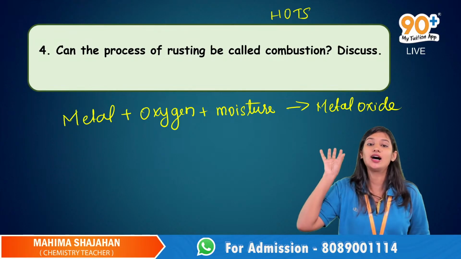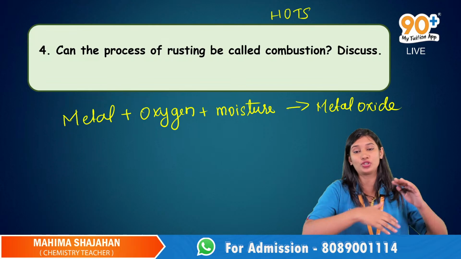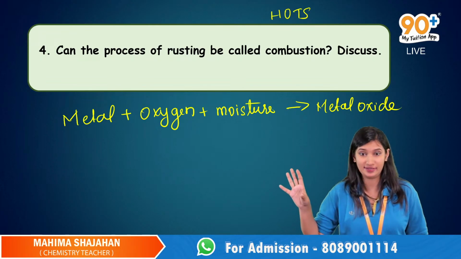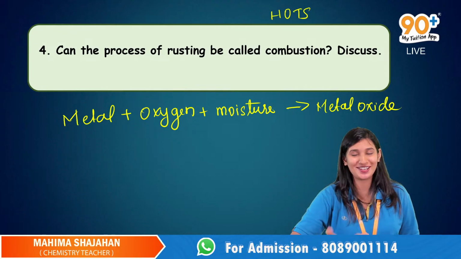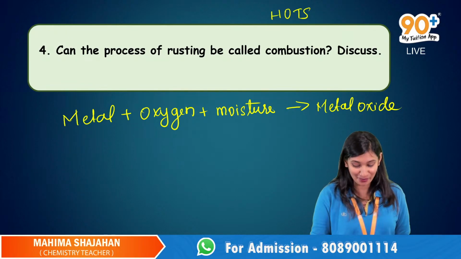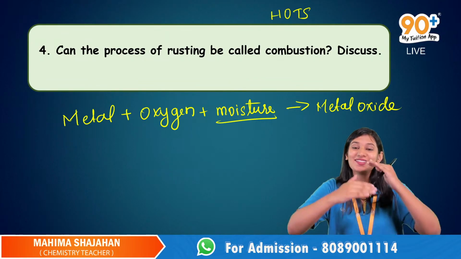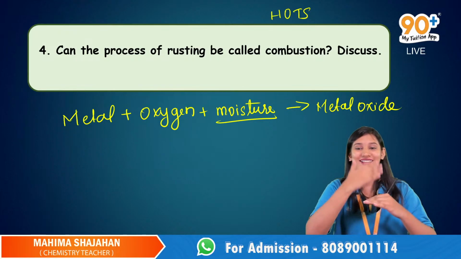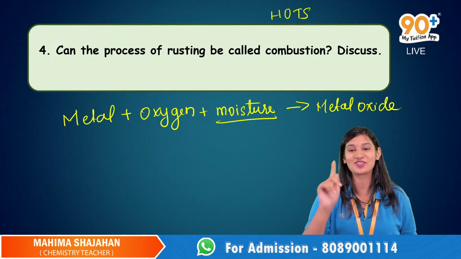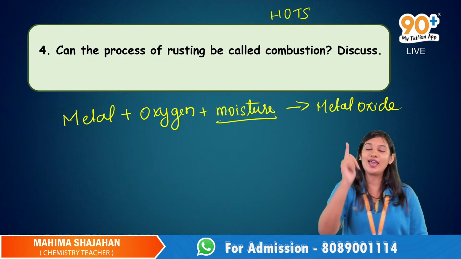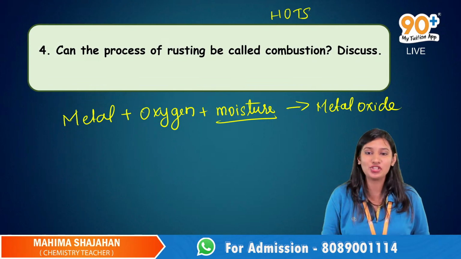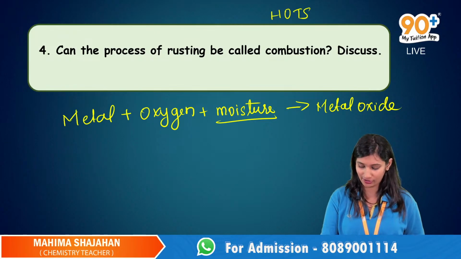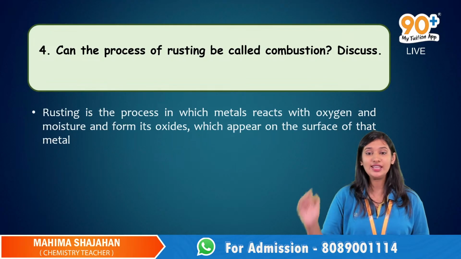Combustion means a substance will combine with oxygen to give off heat. But in rusting, a metal combines with oxygen and also moisture. Moisture is needed there too. Then it converts into its oxide. This is what we call rusting. So tell me, can the process of rusting be called combustion? What do you think? Oh, very good. So, here is the answer.